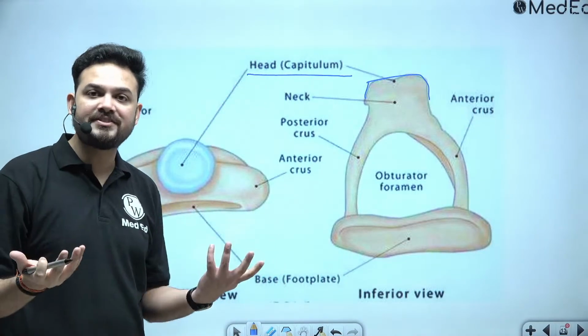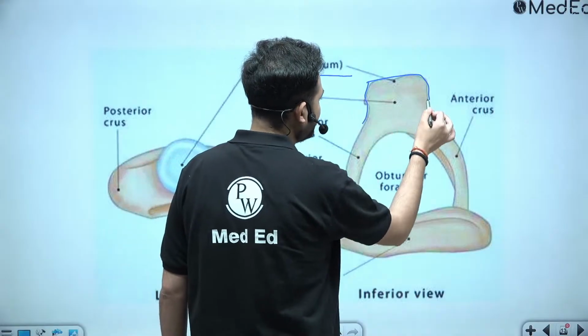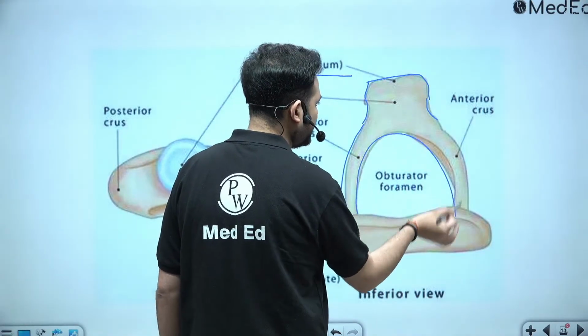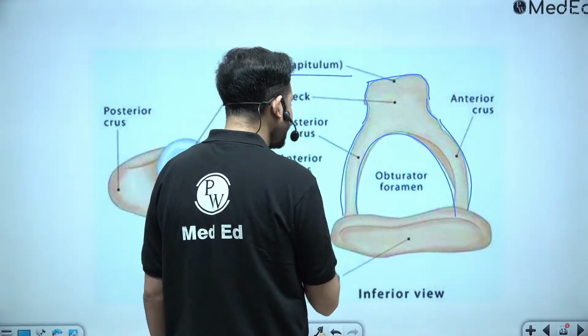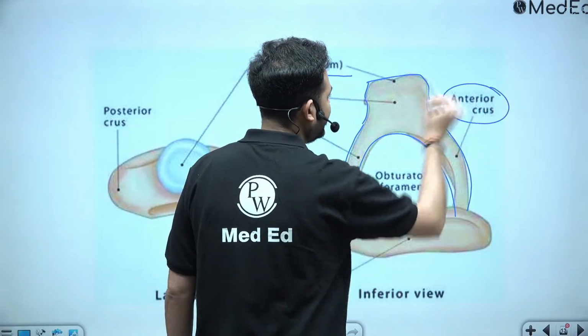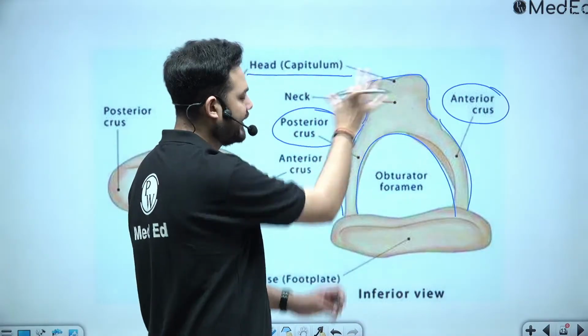It's called the head of the stapes, or capitulum. It has a small part, which is called the neck, and then it has these two projections called crus. There are two crus, one anterior and one posterior. So one is called the anterior crus, one is called the posterior crus. Two crus, head, and neck.